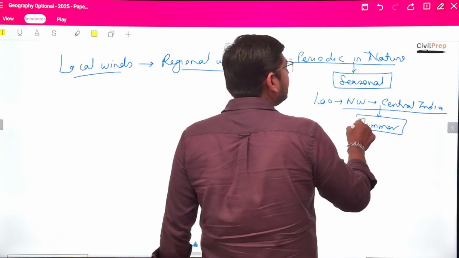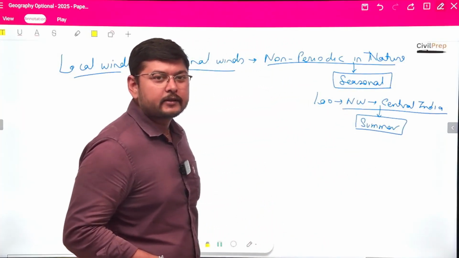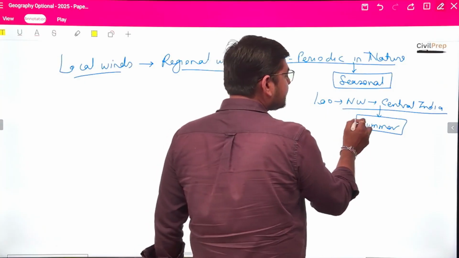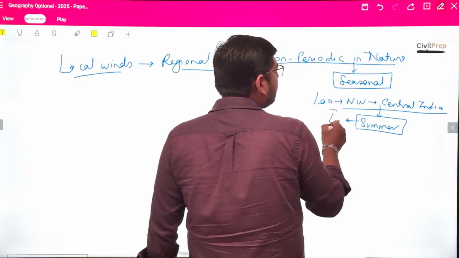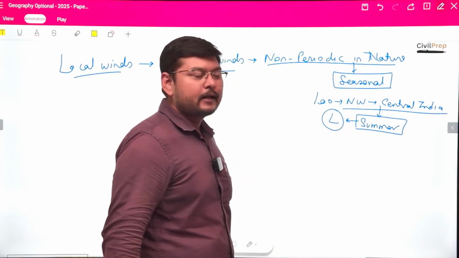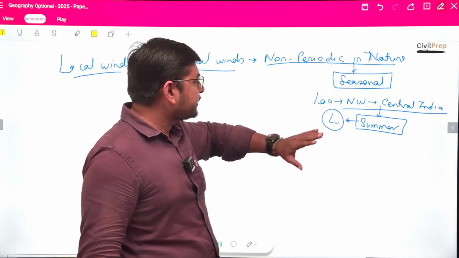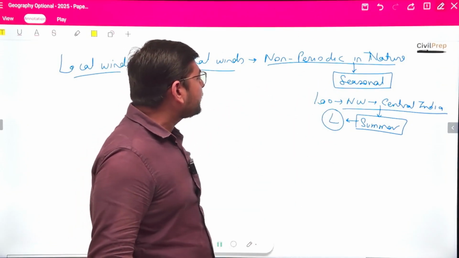Okay, they are present only in the summer season and they are not present during the winter season. Why is this happening? Why are they present during the summer season? Because there is development of a low pressure region over the land and there is movement of wind from the high pressure region to the low pressure region, and this results in the formation of Lu.